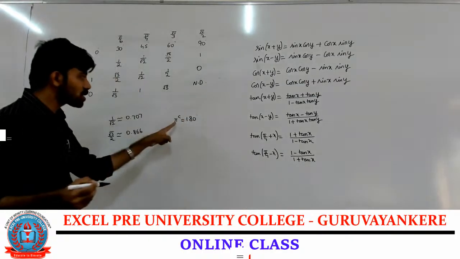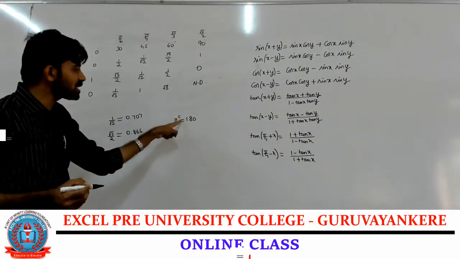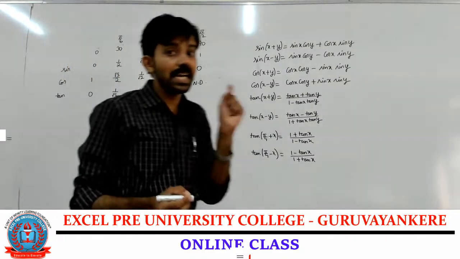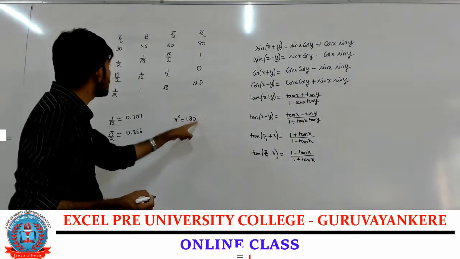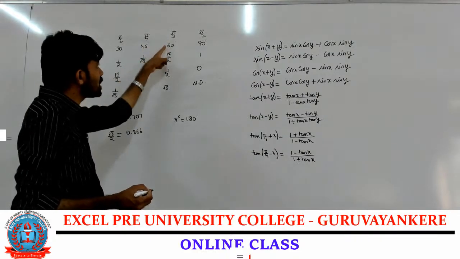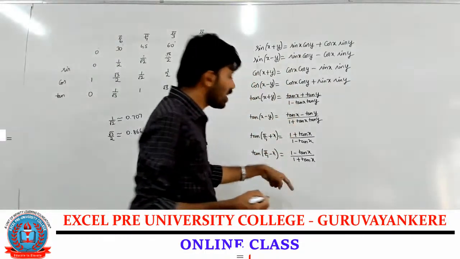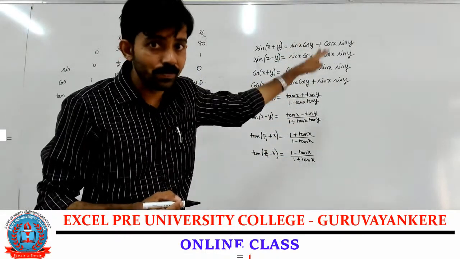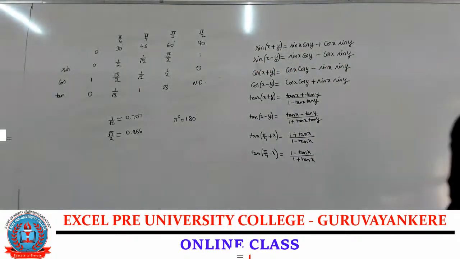Okay? Relationship between degree measure and radian measure. Radian measure is also called circular measure. Pi radians is 180 degree. Pi by 6 is 30, pi by 4 is 45, pi by 3 is 60, pi by 2 is 90. Learn all these formulas. Write them down today itself along with me. Write down first and make it a habit of writing all these formulas minimum 2 times every day. Okay?